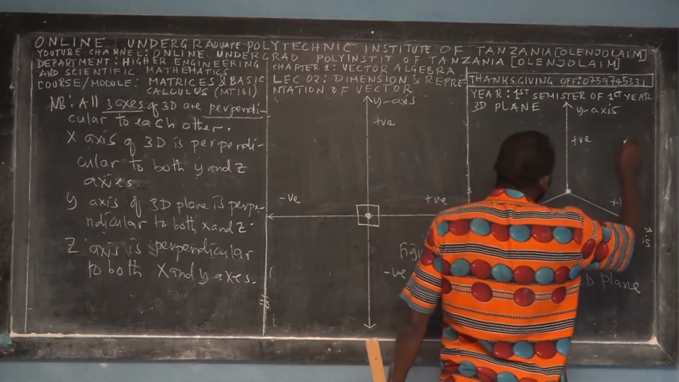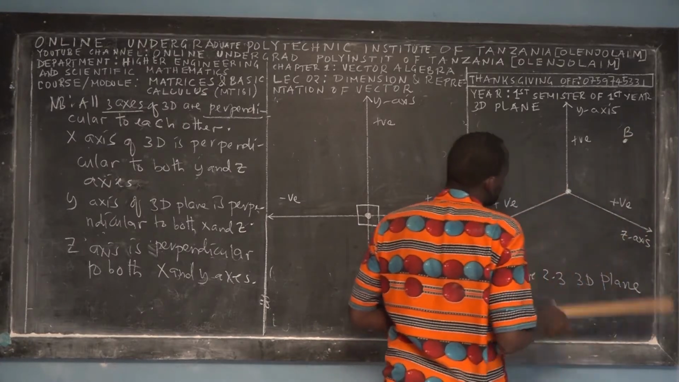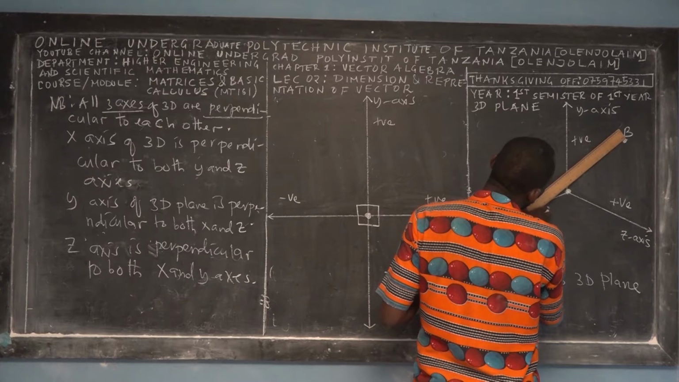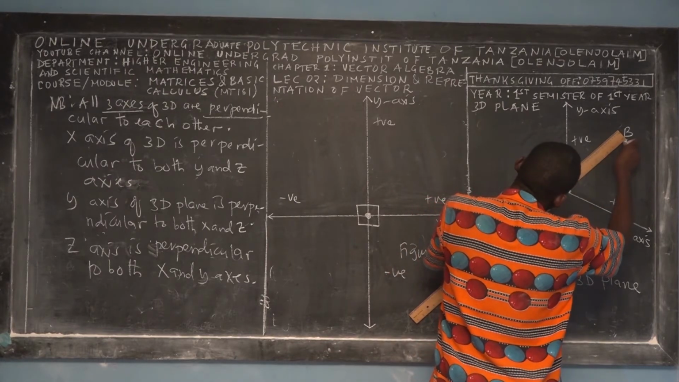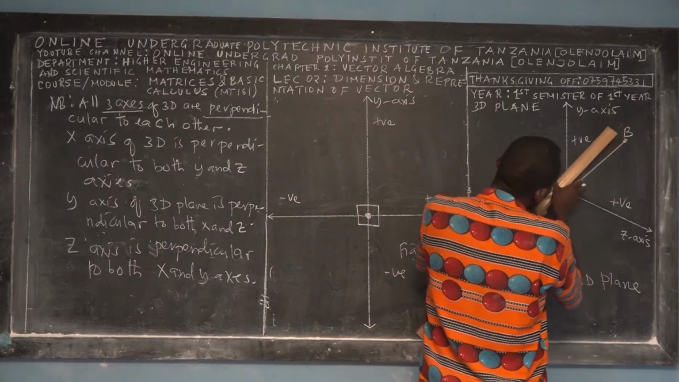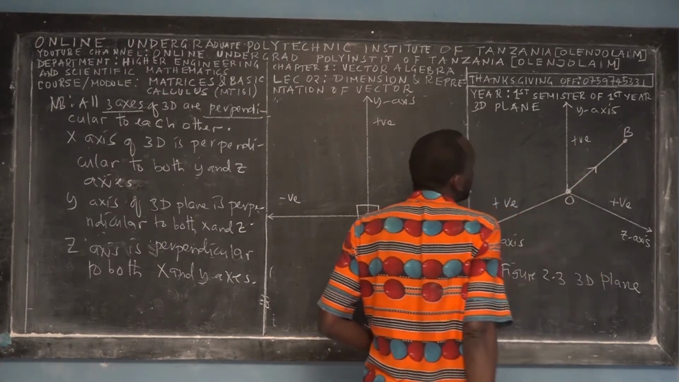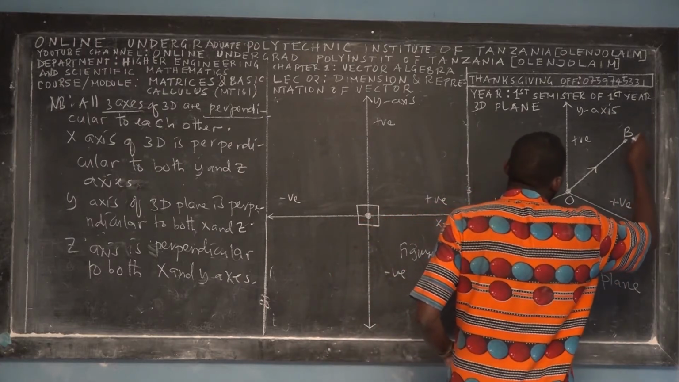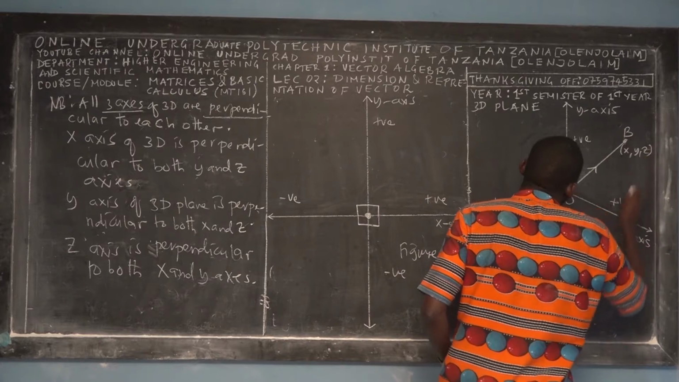Suppose that here we have a certain point, a certain vector P. Then we can draw a line and show the direction. This is the origin of the vector, and this is an arrow to show the direction of the vector. And this P has components x, y, z.